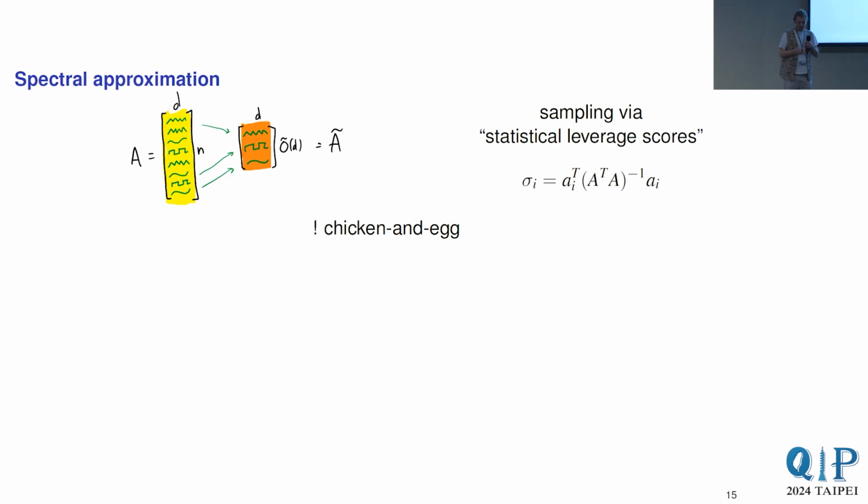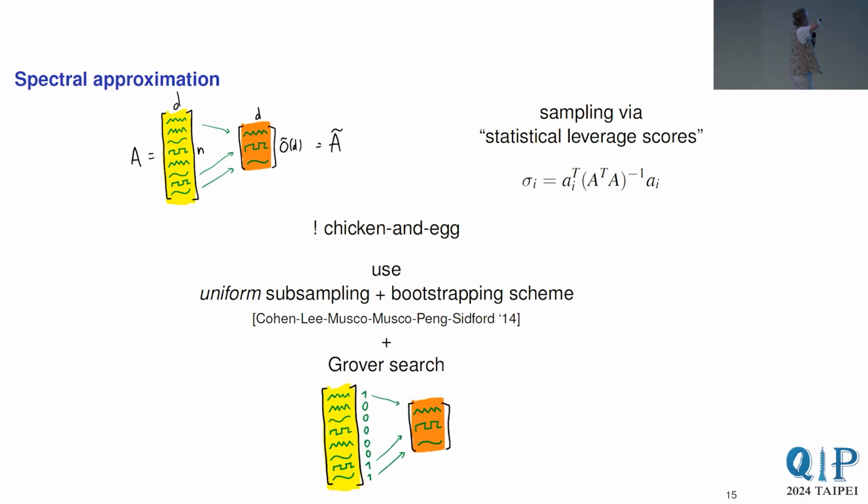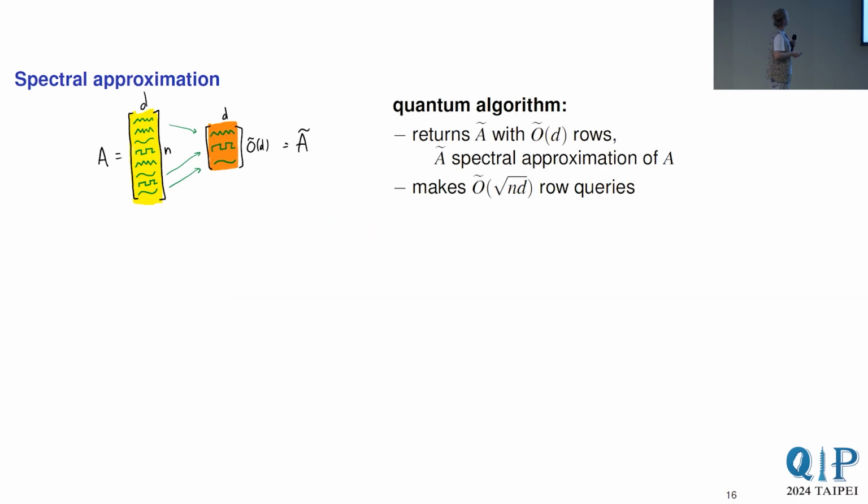What happens? It's not so easy to see, but luckily some very smart people, namely Cohen, Lee, Musco, Musco, Peng, and Sidford, in 2014 looked at that, and showed that by doing this uniform subsampling, you can at least learn something about the matrix. In fact, by combining this with a bootstrapping scheme, you get an algorithm that does leverage score sampling and gives you this A tilde. We combine their ideas with something as simple as Grover's search. By using their ideas, we can identify the important constraints, and in sublinear time we can find these using Grover's search.